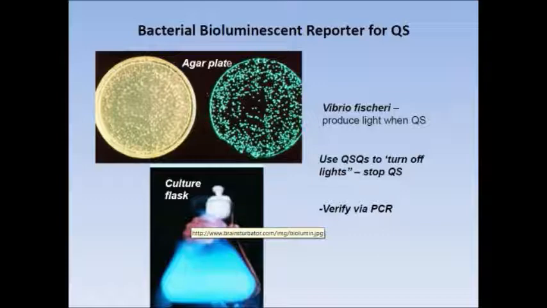And so what we hope to do is, when we get our particles working correctly to disrupt quorum sensing, we'll have all these lights being produced by the bacteria. We'll add the nanoparticles, and if all works, the light should go out. And then we'll want to verify this enzymatically, or actually at a genetic level using PCR.